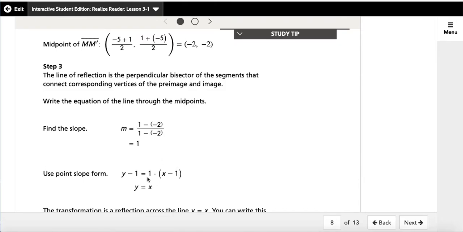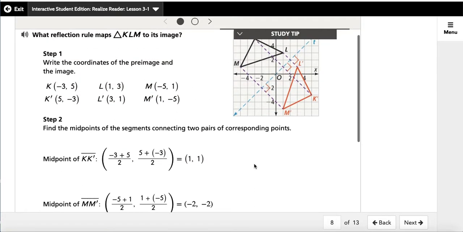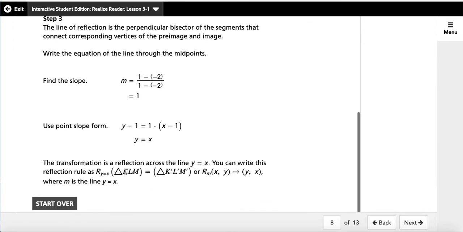And then they simplified it by distributing the 1 and then adding 1 to both sides. You end up with y equals x. Now they didn't show much work there, but those are the steps that you do. You should have learned that in algebra. Y equals x. That's the equation of the line of reflection. And to write that rule, we would write it like this.